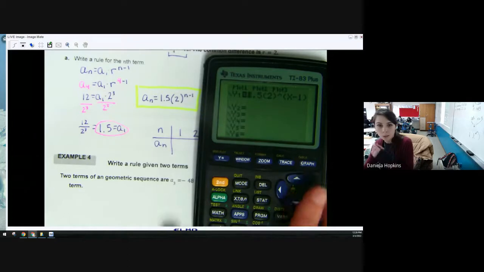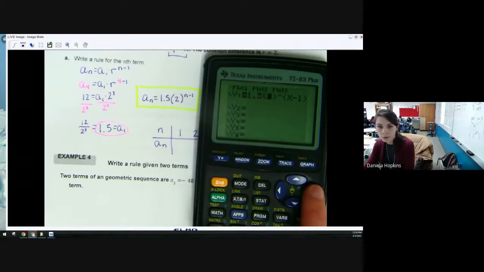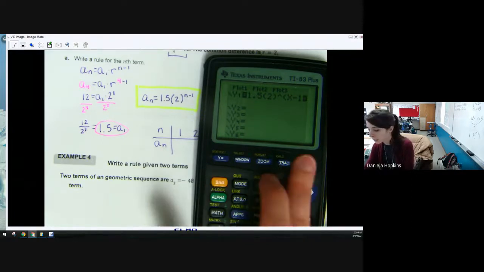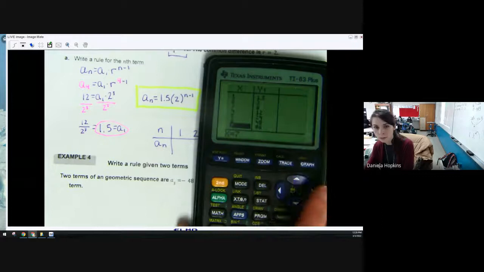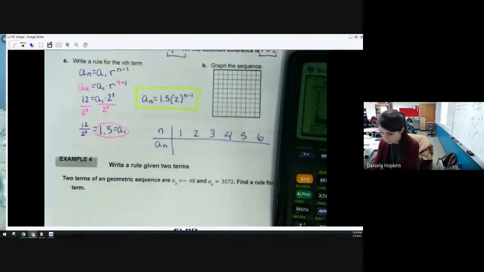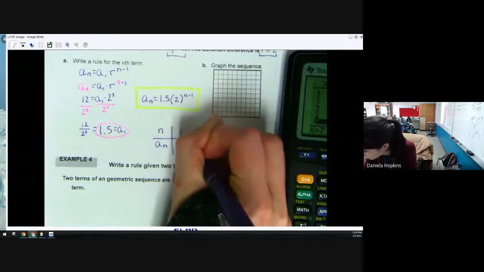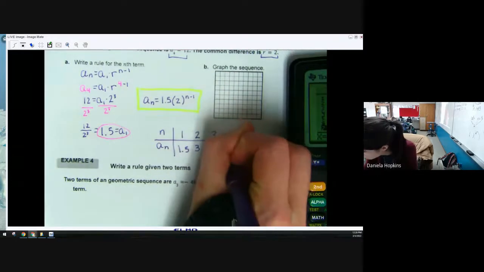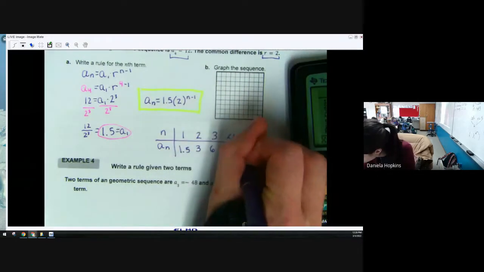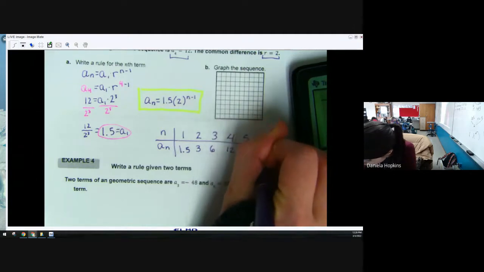If you typed it in, it would be 1.5 in parentheses, 2 raised to, and then another parentheses if you have the older calculator, x minus 1. And you can go second table, and there's our table of values. So this would be 1.5, 3, 6, 12, 24, and 48.